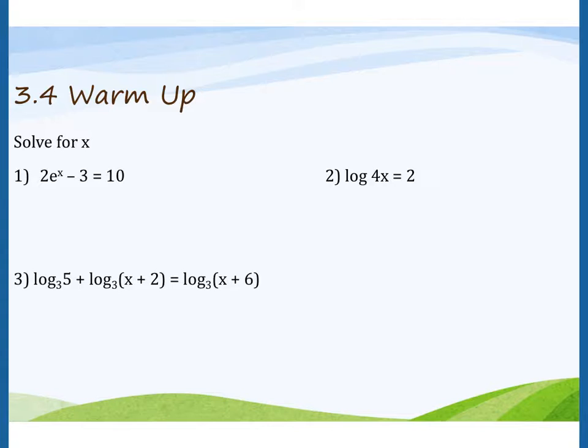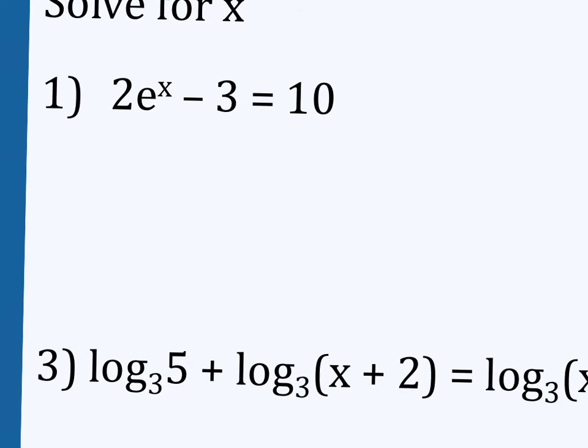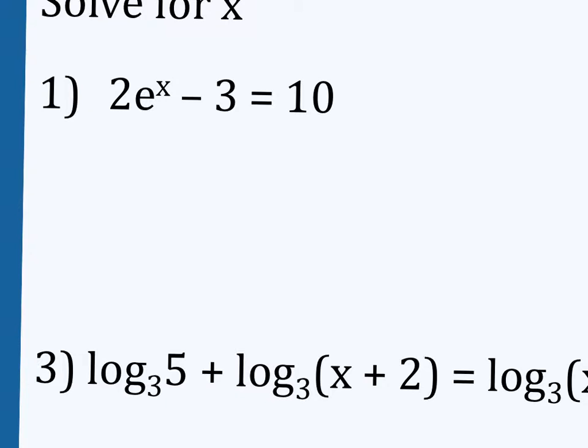So number 1 says 2 times e to the x minus 3 equals 10. What's your approach to this one? You add the 3 to the 10. Good. So what are you working to do? Isolate the e. There's only one e, so this isn't a change of base, or a one-to-one property. There's only one e, so our job is to get that e by itself. So you're going to add the 3 to the other side.